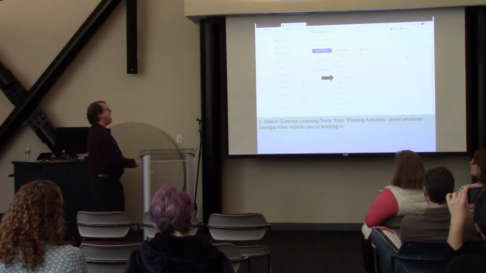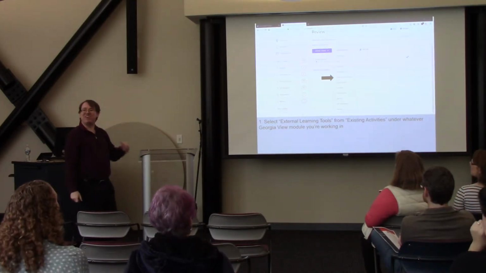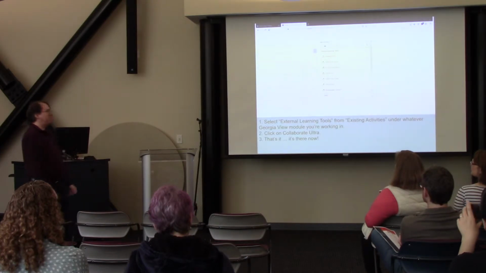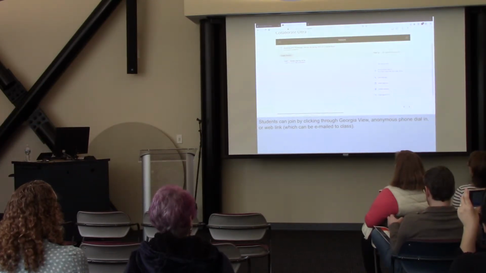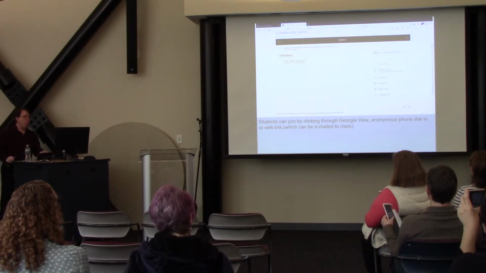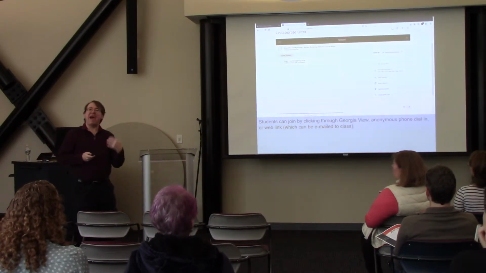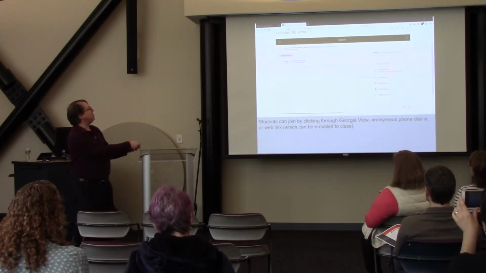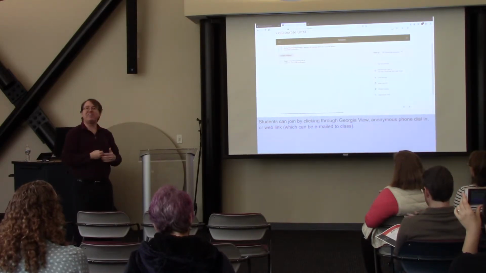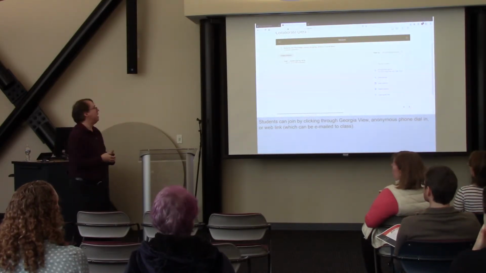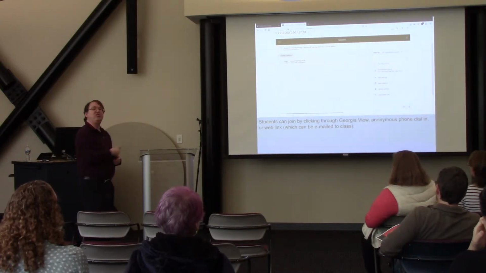So you click on it, and then you'll have a Collaborate Ultra session. I just renamed it something. So you'll see something that's set up like that. Once you have that session, the way students access it is that they can enter Georgia View and just click on that, and they just enter the session. They can also dial in, or they can also just use a web link.